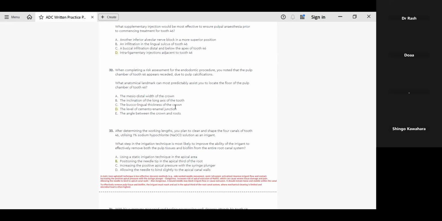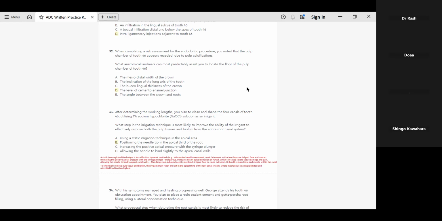After determining the working length, 1% NaOCl, you plan to use that. Which irrigation technique is most likely to improve the ability of the irrigant solution? Positioning the needle tip in the apical third of the root, right? A static irrigation is wrong. Positive pressure, we don't want that. We want negative pressure irrigation. Allow the needle to bind slightly to the apical canal walls? We don't want any binding. So option B is the only one which makes sense, right?